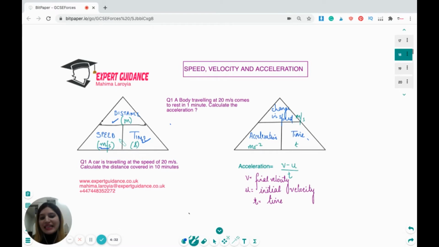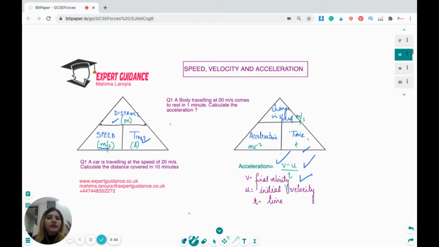Now, what is acceleration? Acceleration is change in speed over time. Now, what is change in speed? It is the final velocity, which is v, take away the initial velocity, which is u, divided by the time. Remember, the time has to be in seconds. Okay, so these are the two important triangles you need to remember with the units, and you can also use this triangle to define these quantities if asked in the exam. So what is speed? Speed is distance over time. What is distance? It is speed into time. What is acceleration? It is change in speed over time. And how do you work out the change in speed? We do final velocity minus the initial velocity.